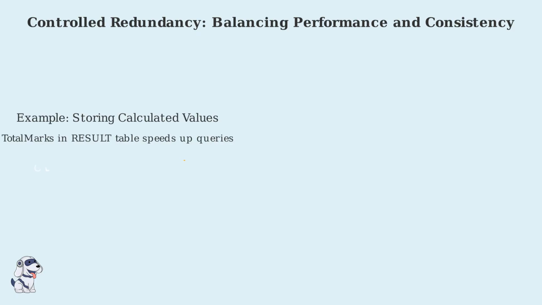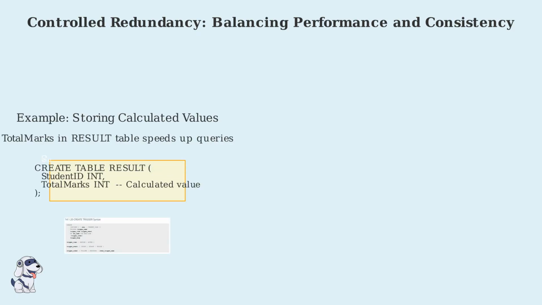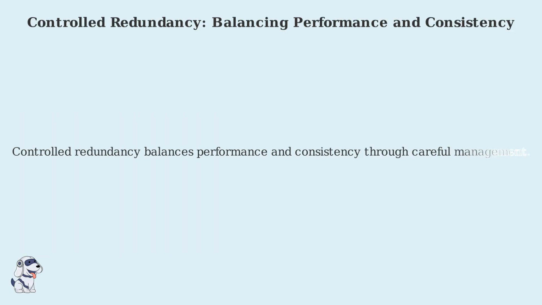For example, storing calculated values like total marks in a result table can dramatically speed up queries. Consistency is maintained through triggers that update this redundant data whenever underlying scores change. In summary, controlled redundancy strikes a balance between performance gains and data consistency, using tools like views, triggers, and in-memory systems to manage intentional duplication effectively.